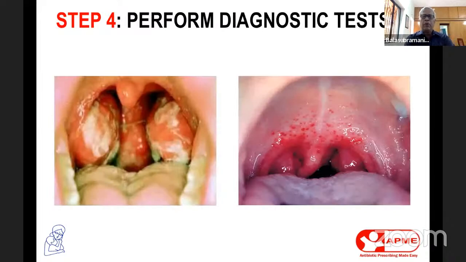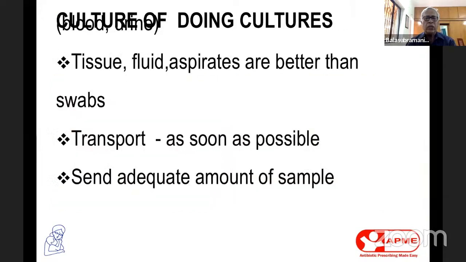Step 4 is the performance of diagnostic tests. You see here in this picture, 2 children who have severe sore throat. The one on the left has got exudates, it's dirty looking. The one on the right has got a beefy red uvula, and tonsils are so red and inflamed. You see petechiae in the palate. On the left, you might think of diphtheria or viral or EBV. On the right, you may think of scarlet fever, or even a viral infection, in which case you have to do a diagnostic test like throat swab. And in the diagnostic test, we should not forget culturing.